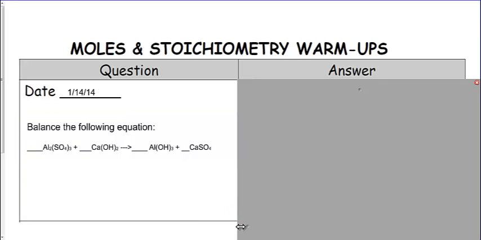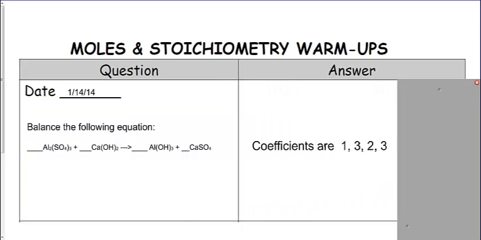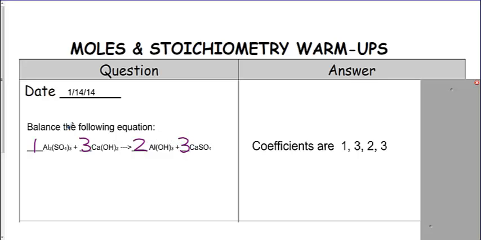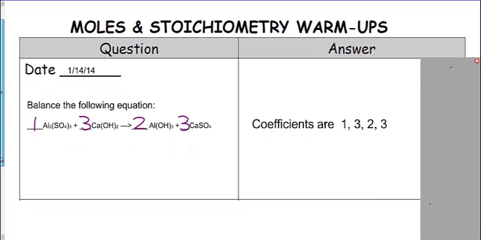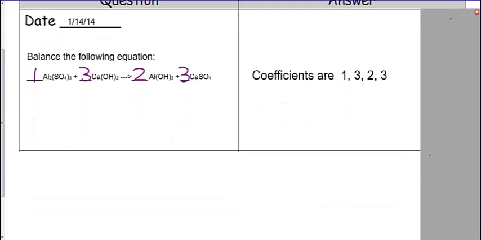Okay, ready for the reveal. Dun dun dun. Coefficients are 1, 3, 2, and 3. So as I had stated in video lesson 4, you don't always have to put the 1, but the Regents does like to see that you put the 1 in front to know that there is a coefficient, just one of those compounds. Okay, so let's start with our notes.